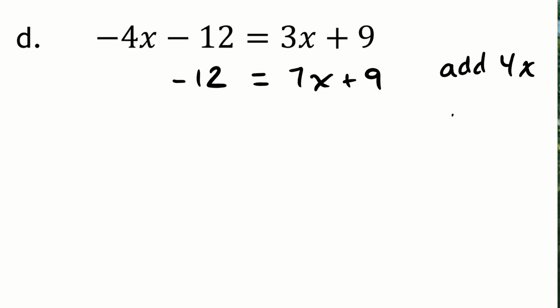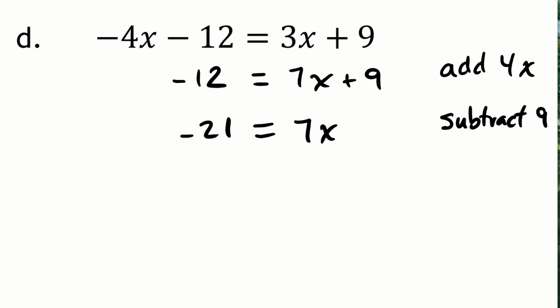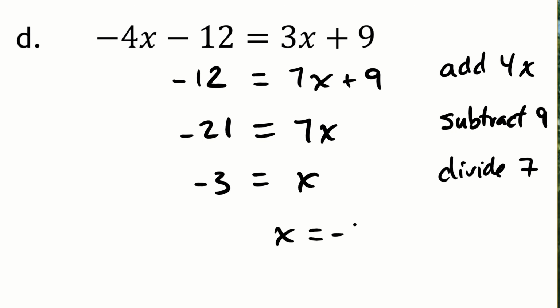The next thing I'm going to do is subtract 9. So when I subtract 9 from the right-hand side, it's just going to become 7x. I took away 9 from that side. Over on the other side, I have negative 12, and I'm going to decrease that further by 9. Negative 12 minus 9 is negative 21. And then I'm going to divide both sides by 7. When I divide the left-hand side by 7, I get negative 3. And when I divide the right-hand side by 7, I get x. x is negative 3.